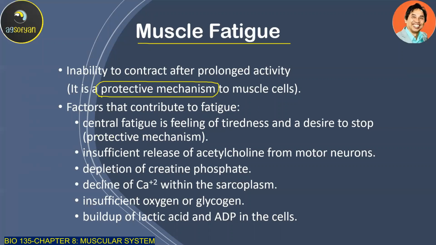So there are several contributions. This is coming from central fatigue, a feeling in our brain, and insufficient acetylcholine from the motor neuron, depletion of creatine phosphates, decline of calcium within the sarcoplasm, insufficient oxygen and glycogen, and remember this, the buildup of lactic acid will also cause the muscle to stop contracting. Okay? This is what we call muscle fatigue.